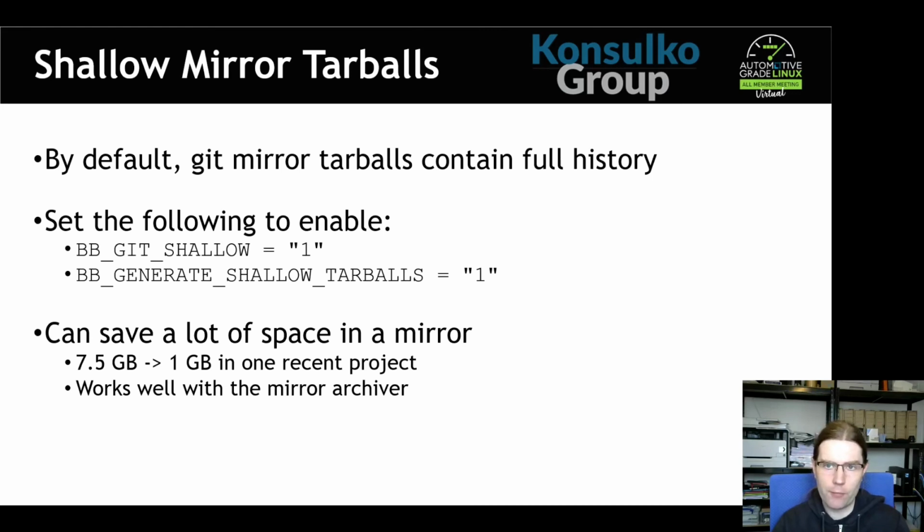typically the mirror tarball that is produced will include the full history of that Git repository, which may not be necessary. And to avoid this, you can set these variables that I've shown here in this slide to generate shallow mirror tarballs instead of full mirror tarballs. On a recent project I was involved in, this reduced the size of our source mirror from 7.5 gigabytes down to 1 gigabyte for a release. And it works very, very well with the mirror archiver mode.